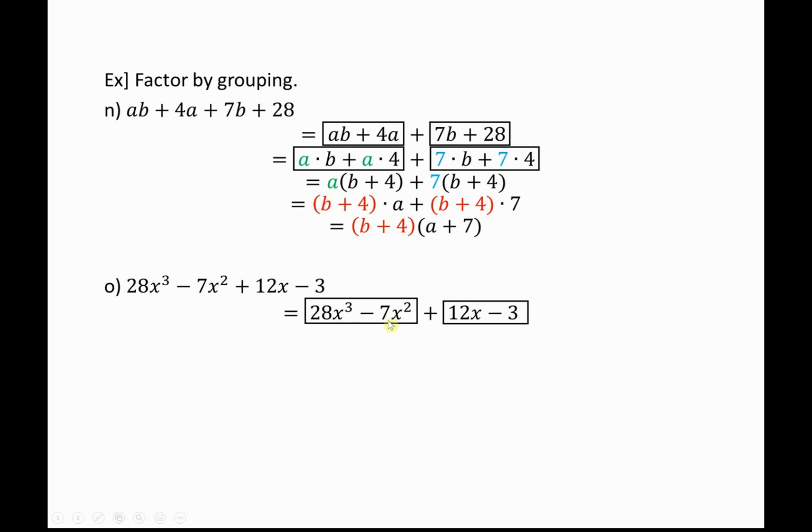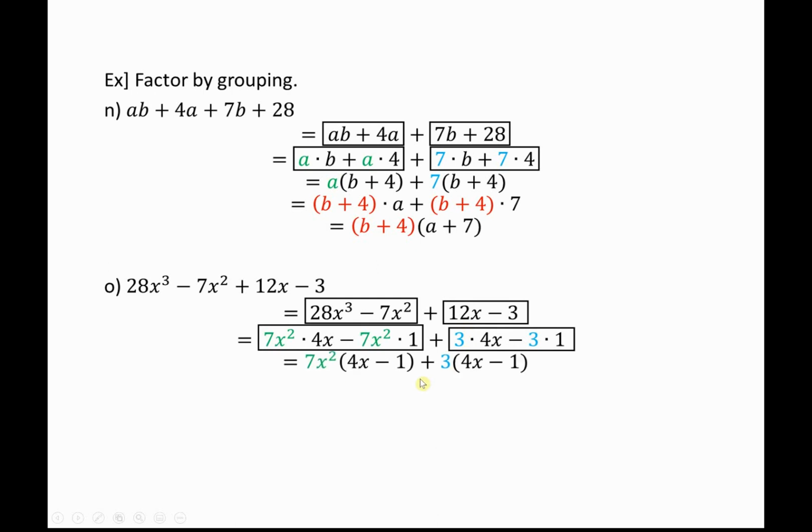Now look at this first grouping. It looks like the GCF is going to be 7x squared, so the entirety of this term. So remember to leave a factor of 1 behind. And then for the second grouping, it looks like the GCF is going to be a 3. So go ahead and isolate those GCFs and factor.